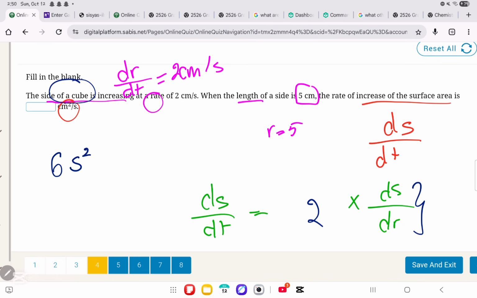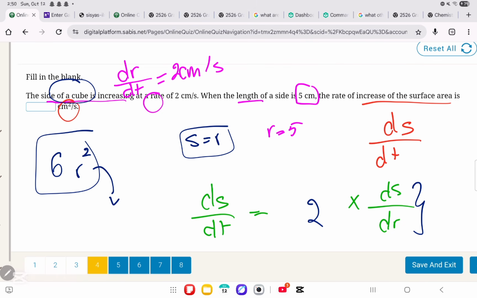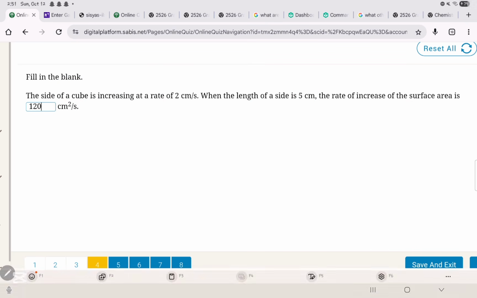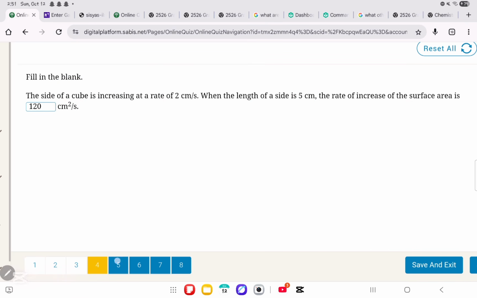But because we used r instead of s, in this scenario side is r. We won't say 6 side squared. We'll say 6r squared. Okay, so now you need to take the derivative of this. So it's going to be 12r. So you'll put it over here, times 12r. And they gave us the value of r, which is 5. So you just need to put on the calculator 2 times 12 times 5. And you will get 120 centimeters squared per second. Okay, so 120 centimeters squared per second.